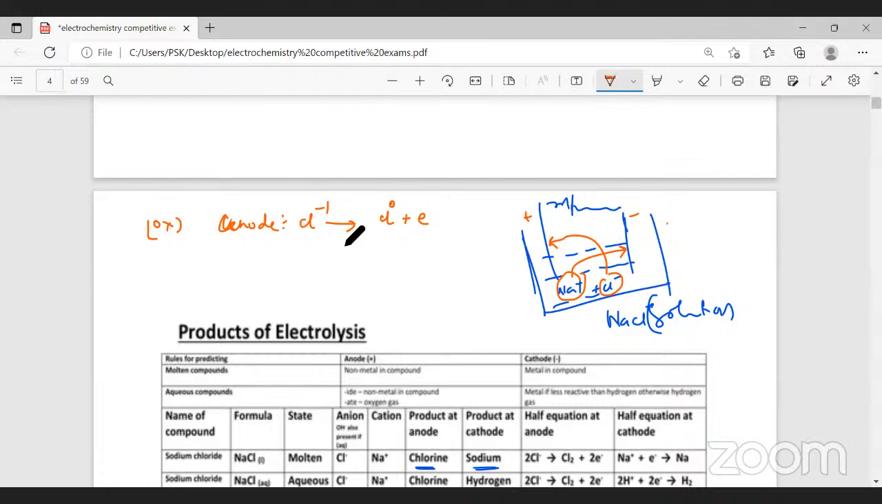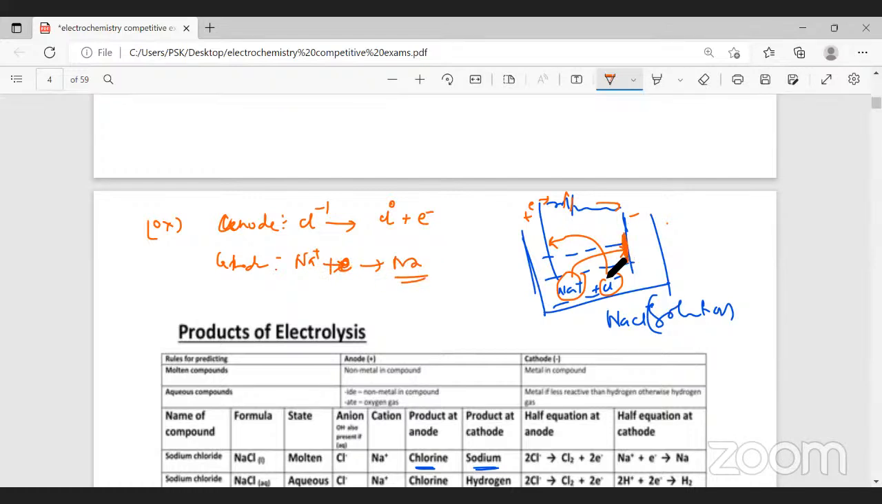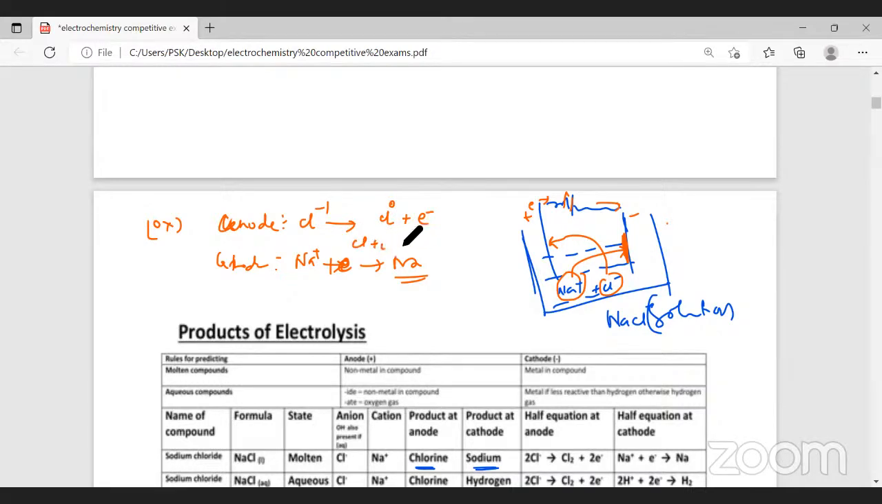The electron which is given at the anode will move through the external circuit and reach the cathode. Now, Na plus will accept this electron given by chlorine and get reduced to sodium. So sodium metal will get deposited here at the cathode and chlorine will be eliminated as a gas. When I say chlorine will be eliminated as a gas, these chlorine atoms will combine with each other to form a chlorine molecule and get eliminated as a gas at what?